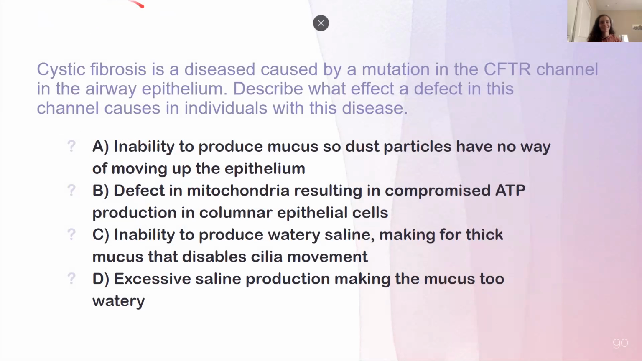So I just talked about this. Cystic fibrosis is a disease caused by a mutation in the CFTR channel in the airway epithelium. What effect do you think this might have in individuals with this disease? Take a few moments. I'm going to relaunch the poll.